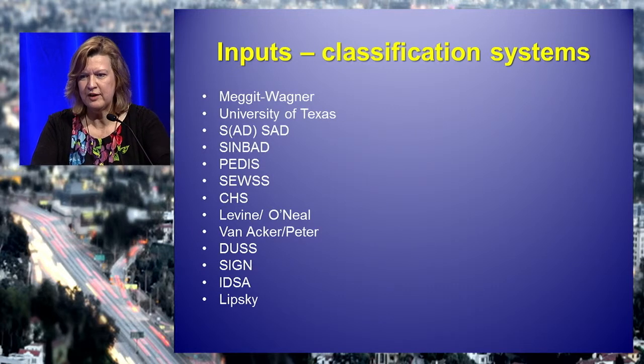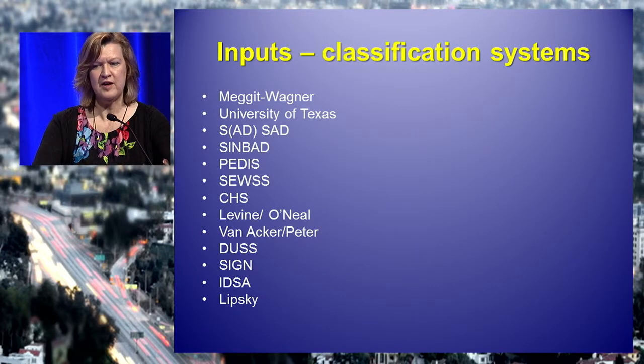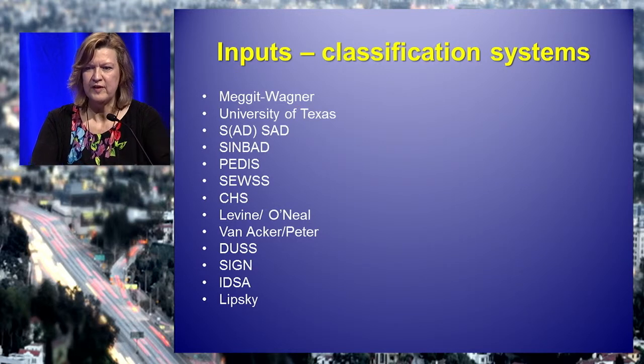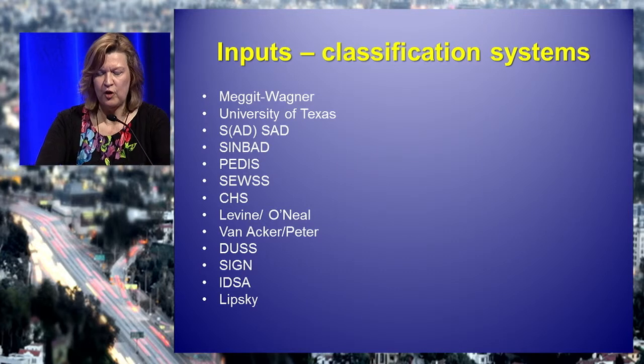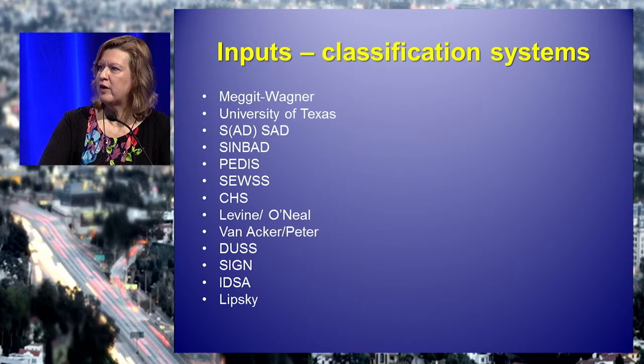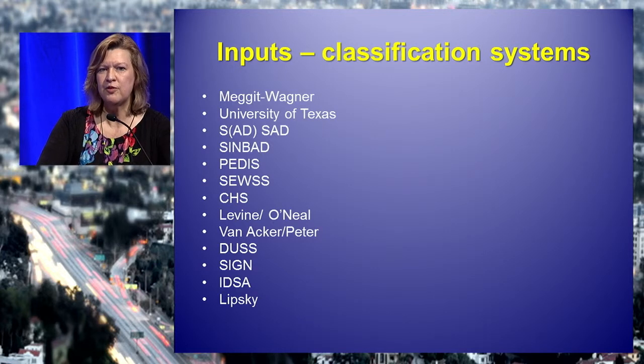The Levine, O'Neill, Van Acker, Peter Dus sign, which was designed for prediction of ulcers. The IDSA classification for infection, and the Lipsky scale for hospitalized patients. And at the moment, there is no one classification system which has been approved for any particular use. But again, this is something that the International Working Group is looking at.